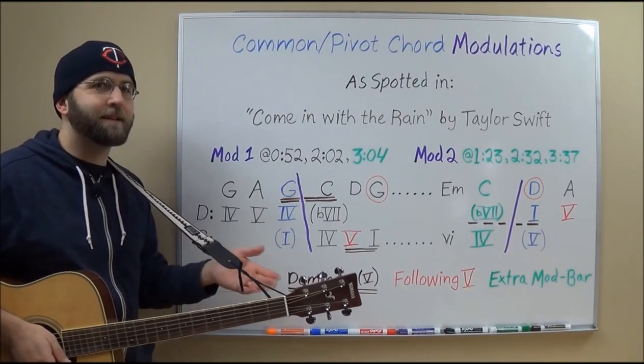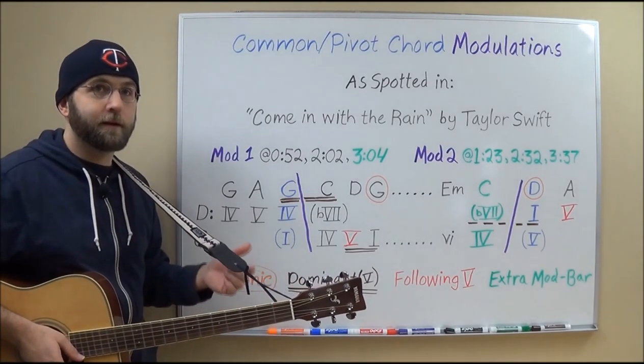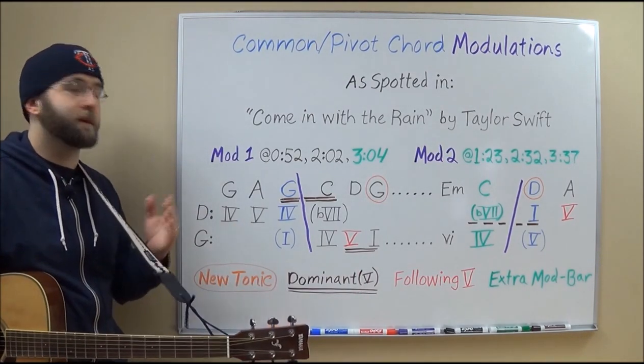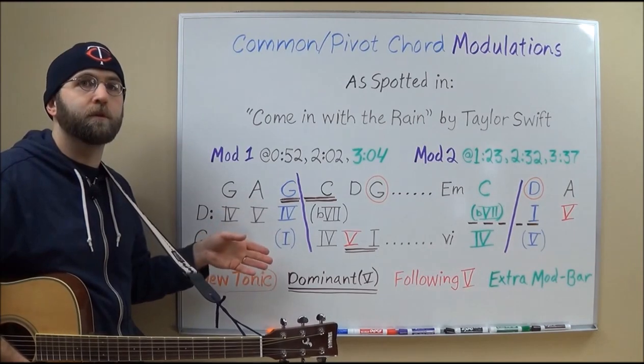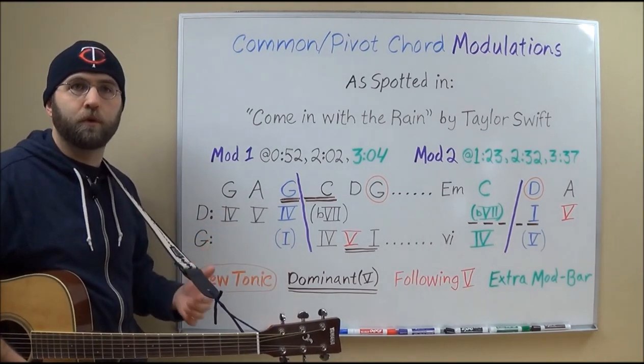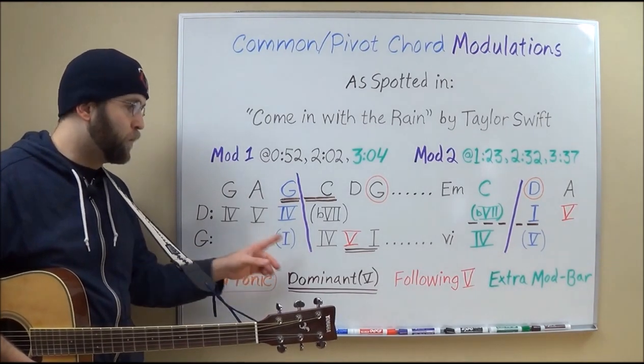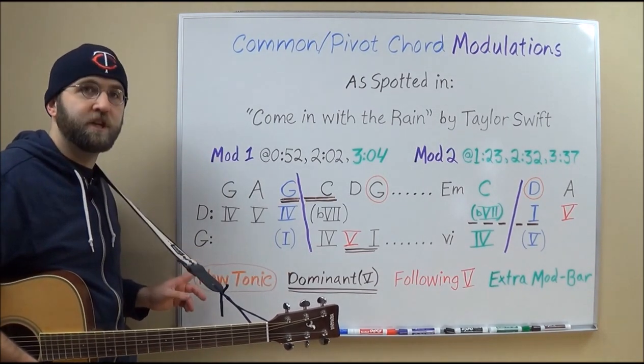So, what's exactly happening here? What is that slick Nashvillian Taylor Swift up to? Well, first thing to point out is the common chord itself, here colored in blue. It's a G major chord that functions as the 4 in D major, but it's also the diatonic 1 in a new key, G major.